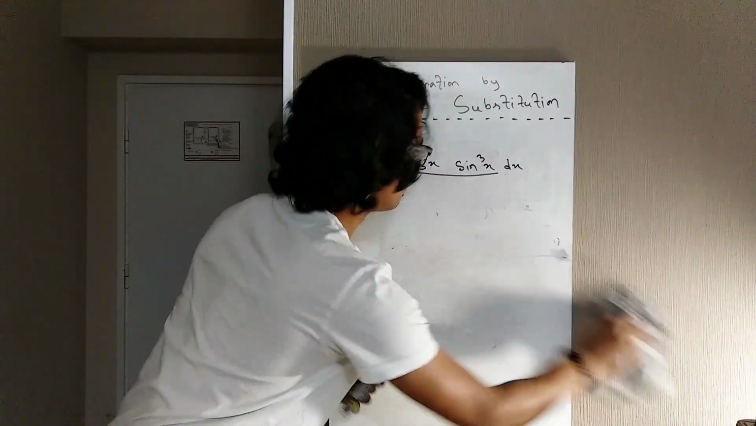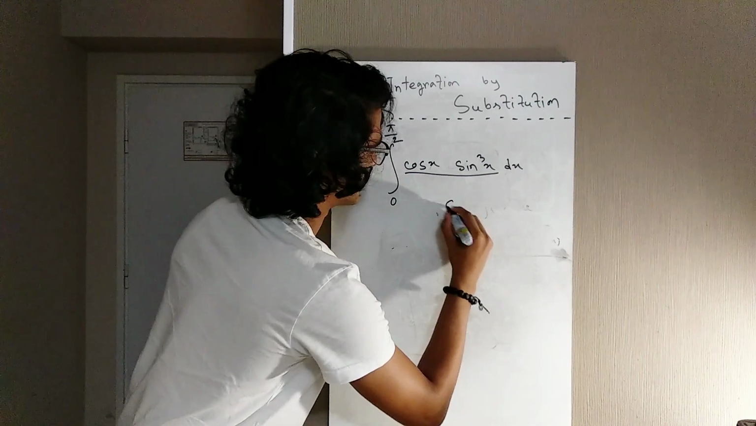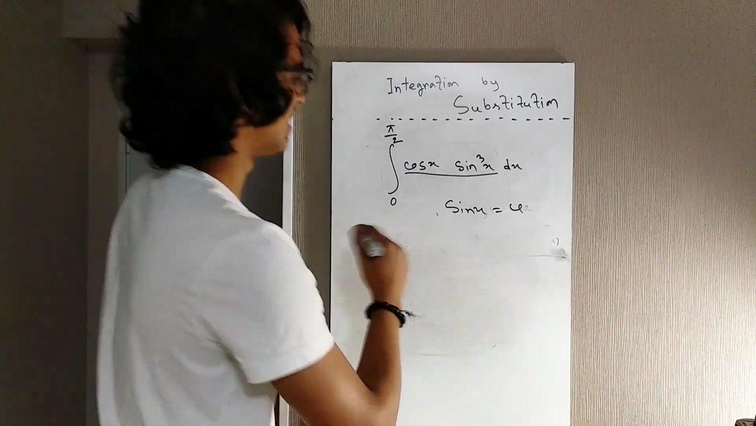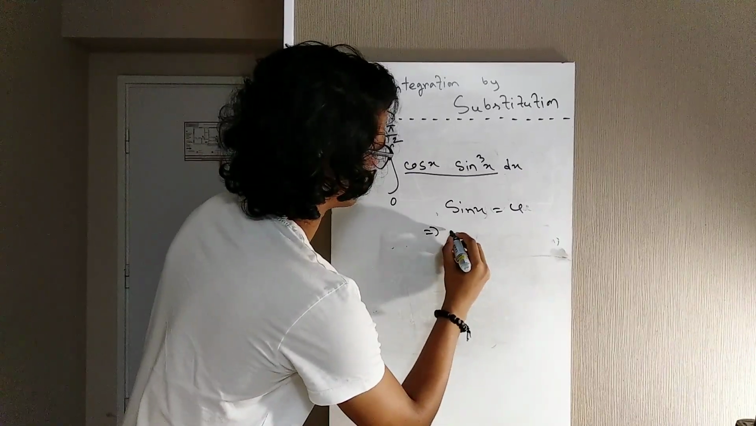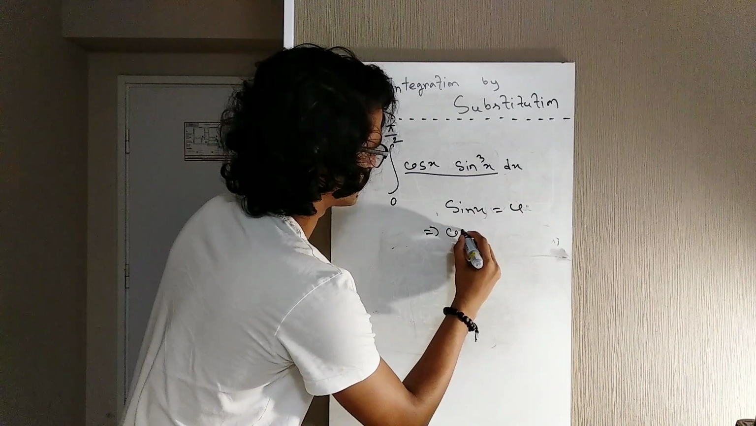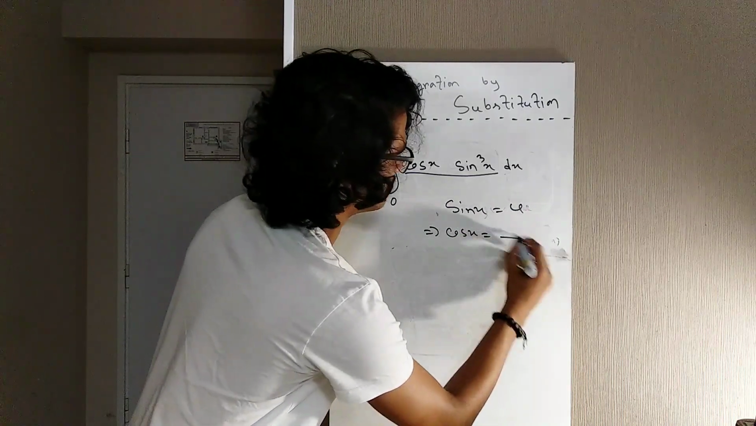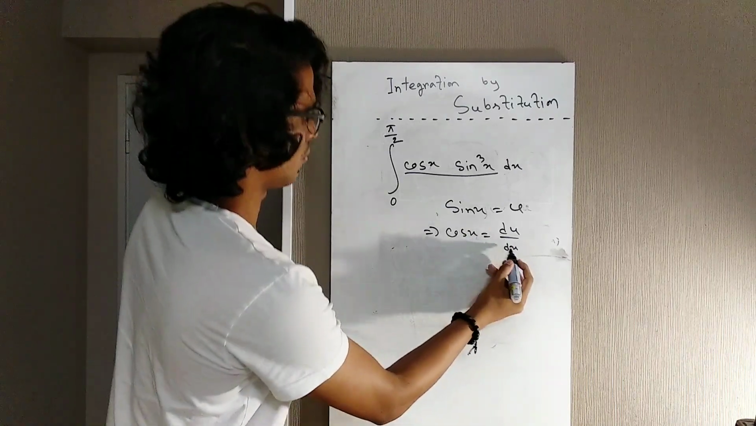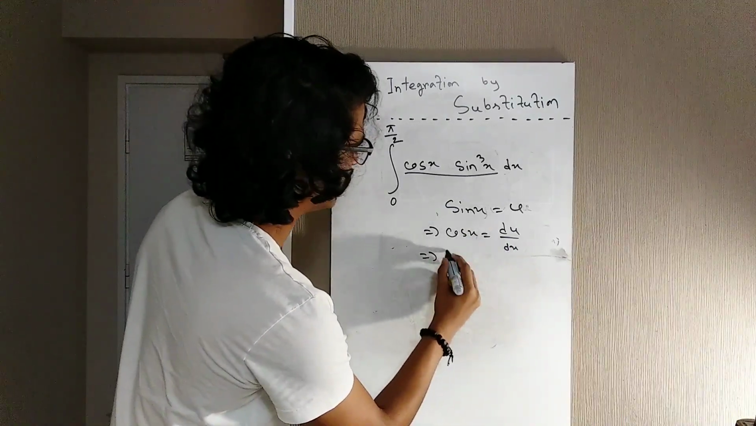So let's assume sine x to be u, and then we're going to take a derivative of it. What will be the derivative? Well, the derivative of sine x is cos x, of course, and the derivative of u is du dx. And then we're going to take dx here. We're going to have du.